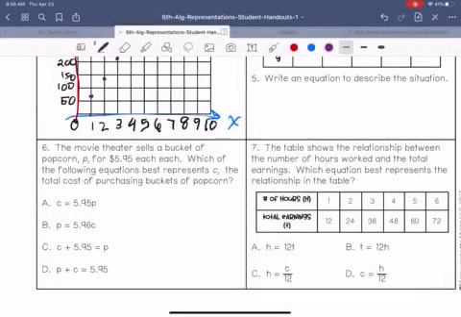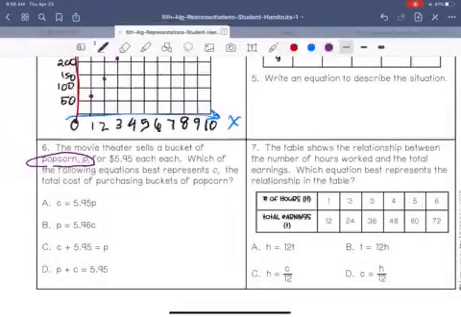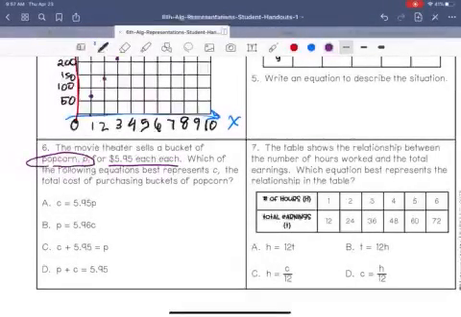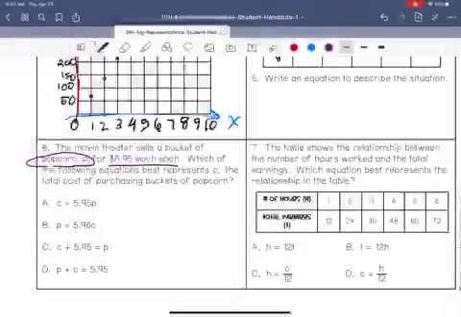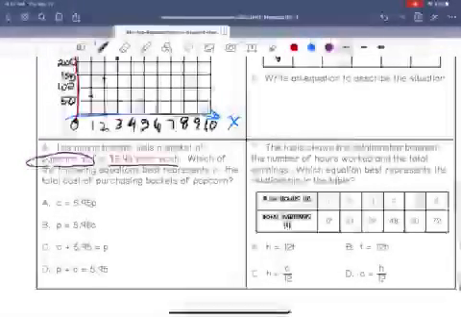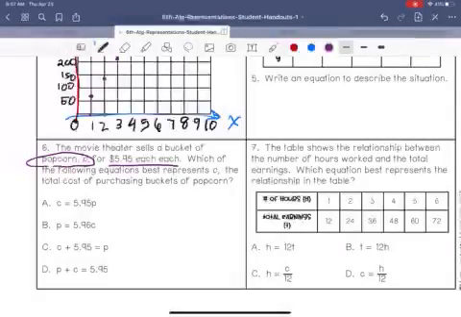Let's look at number 6. It says the movie theater sells a bucket of popcorn represented by the variable P for $5.95 each. And apparently there's a typo. Which of the following equations best represents C, the total cost of purchasing buckets of popcorn?